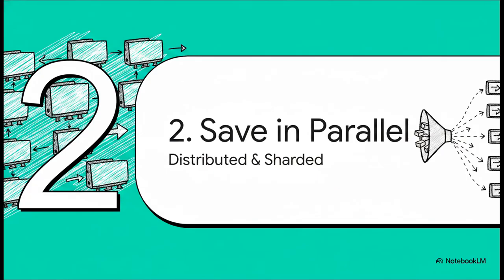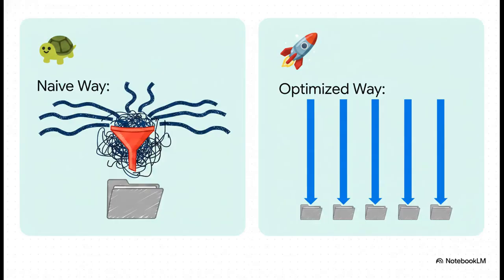All right, let's roll into our second strategy, saving in parallel. This one is all about solving the huge traffic jam that happens when you're training a model across dozens or even hundreds of GPUs. The old way was, frankly, a disaster. All the different pieces of the model from all the GPUs had to get funneled into one main machine to be saved as one giant file. It was a massive bottleneck. The smart, optimized way is to just let each GPU save its own little piece, its shard, of the model directly to storage all at the same time.